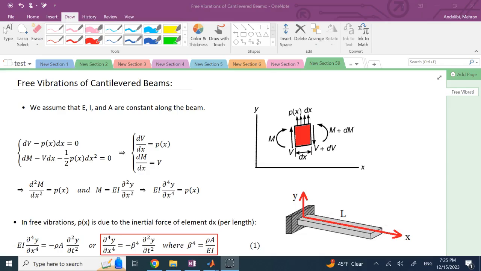infinitesimal element of the beam with length dx, and the external load on it is shown by px dx in general upward, where px is the intensity of the load per length, and you have the shear force on the left, the shear force plus increment on the right, the bending moment on the left, the bending moment on the right plus increment.